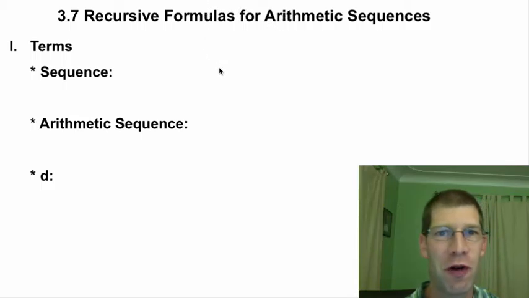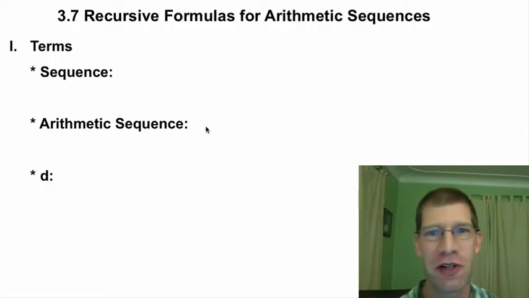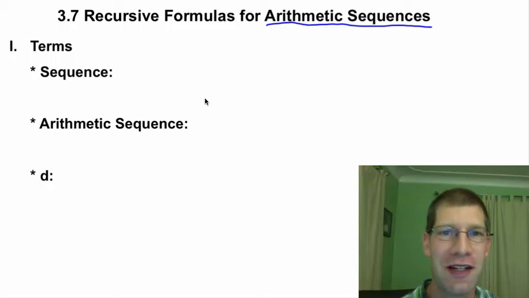Alright, back in chapter 1 we talked about sequences, and at that time I told you they were going to come back, and here they're back again. So 3.7 is recursive formulas for arithmetic sequences. The new part's going to be this arithmetic sequence, I would call them. That's going to be the difference.